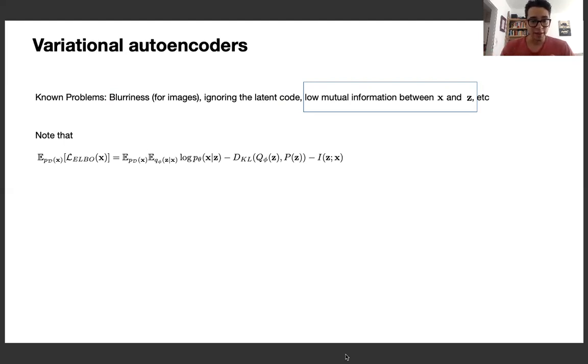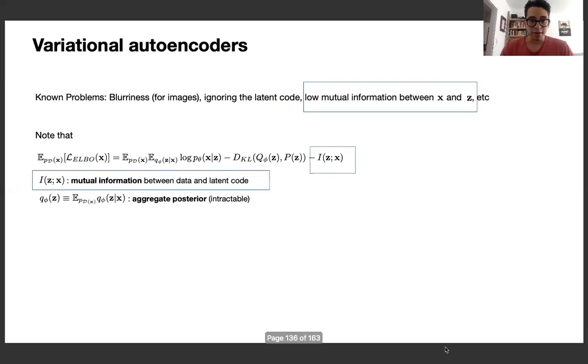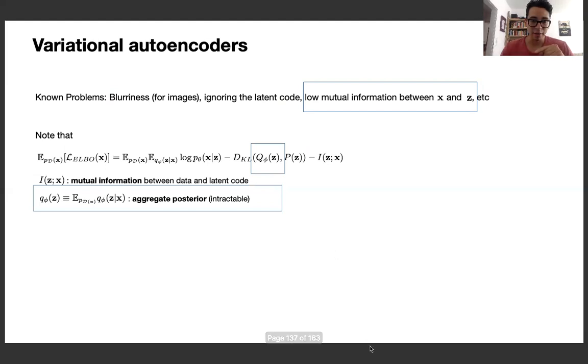You can show that the ELBO is actually equivalent to this term, where the last quantity is the mutual information between the data and the latent code. But here there is a difference. Now the Kullback-Leibler term is not between the prior and the encoder, but between the prior and some new quantity that I'm defining here below, which we call the aggregate posterior. It's basically the expectation value of the encoder under the data.